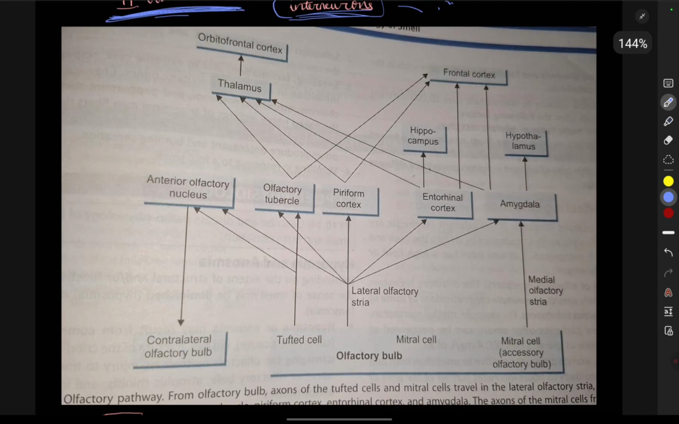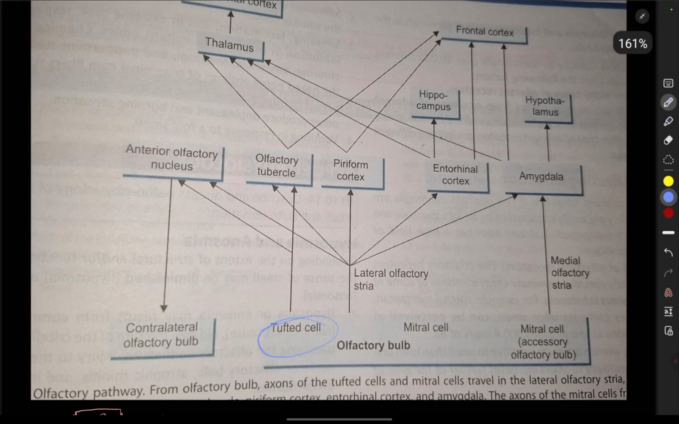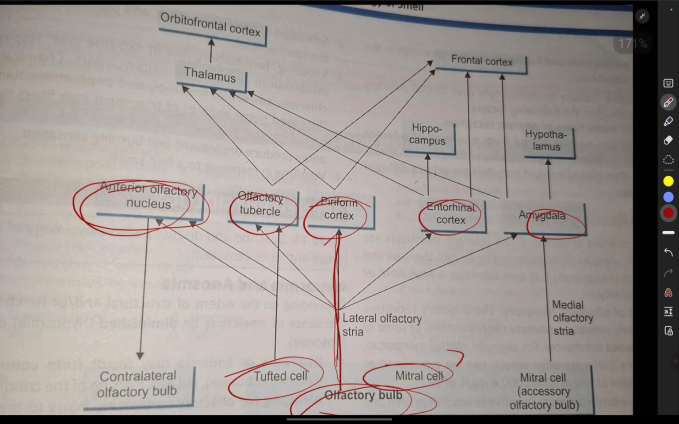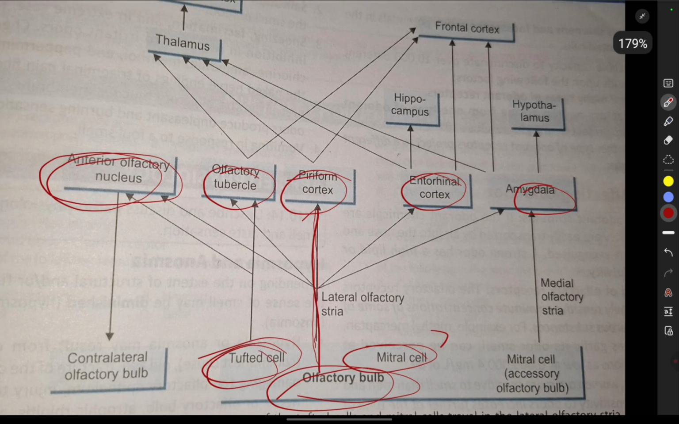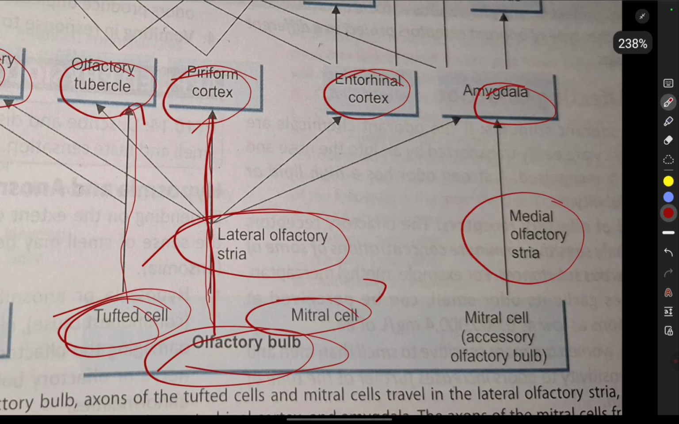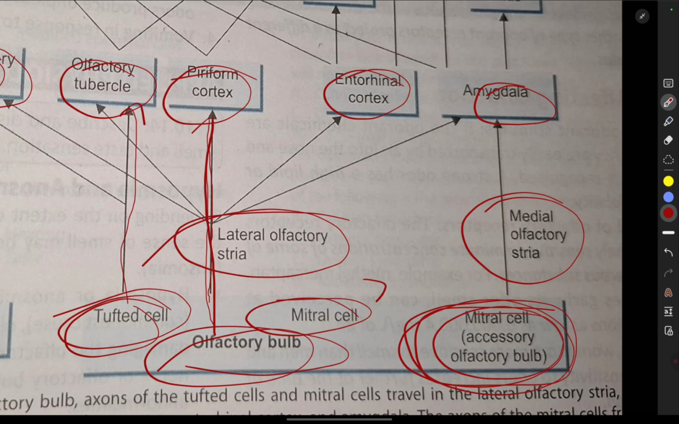Now let us understand by the flowchart. Tufted cells and mitral cells are from the olfactory bulb. These are the second order neurons. They travel through the lateral olfactory striae to the piriformis cortex, entorhinal cortex, amygdala, olfactory tubercle and the anterior olfactory nucleus. You must remember all this. The tufted cells can also go directly to the olfactory tubercle. This is about the lateral olfactory striae. From the medial, it comes from the mitral cells; the accessory olfactory bulb also has mitral cells.